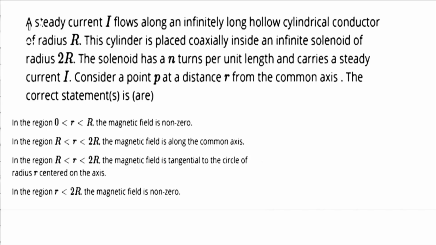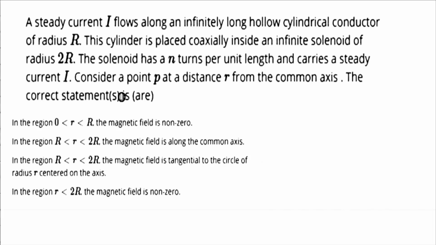The given question is: a steady current I flows along an infinitely long hollow cylindrical conductor of radius capital R. This cylinder is placed coaxially inside an infinite solenoid of radius 2R. The solenoid has n turns per unit length and carries a steady current capital I. Consider a point P at a distance small r from the common axis.